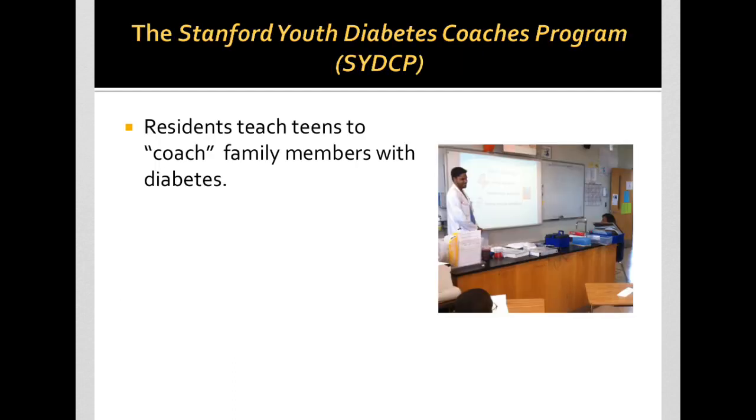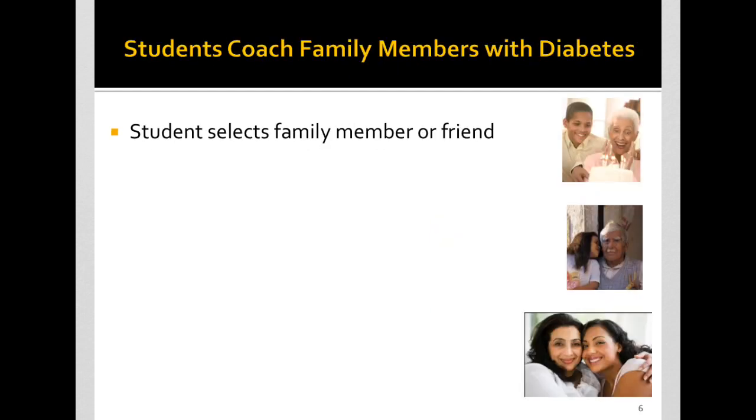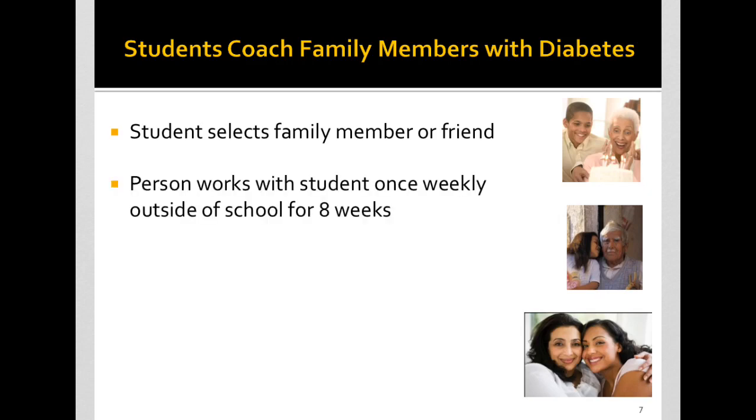So what is the Stanford Youth Diabetes Coaches Program? It's an 8-week program where residents teach healthy teens to become self-management coaches for family members with diabetes. There are 8 classes taught once a week for an hour at a high school. For each class, residents get a PowerPoint presentation with an instructor's guide and coaching assignments to give students. The high school students select a family member or friend with diabetes to coach. That person, who we call their team member, agrees to work with the student once a week for 8 weeks.